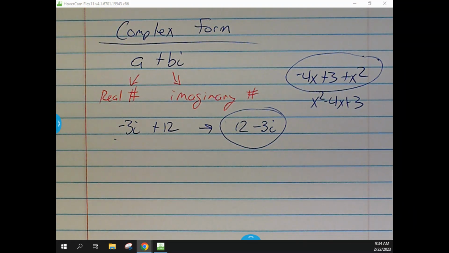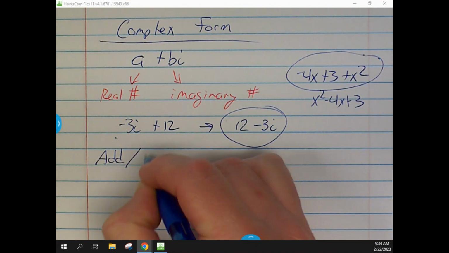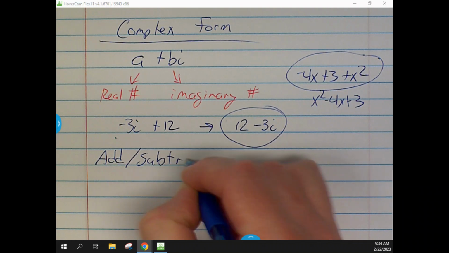All right, so here's the big thing we're doing with this one. With complex numbers, we're going to do two things today. You're either going to add or subtract complex numbers.